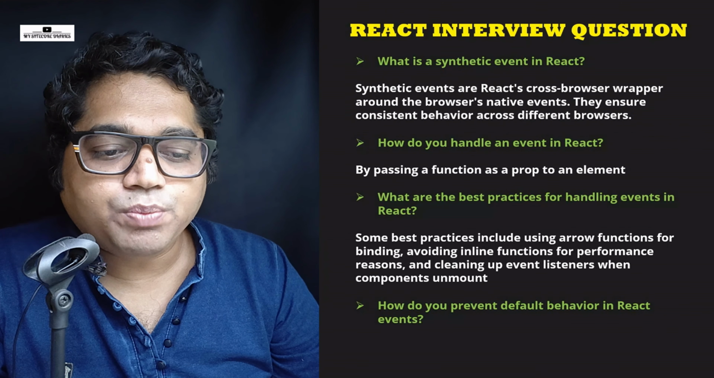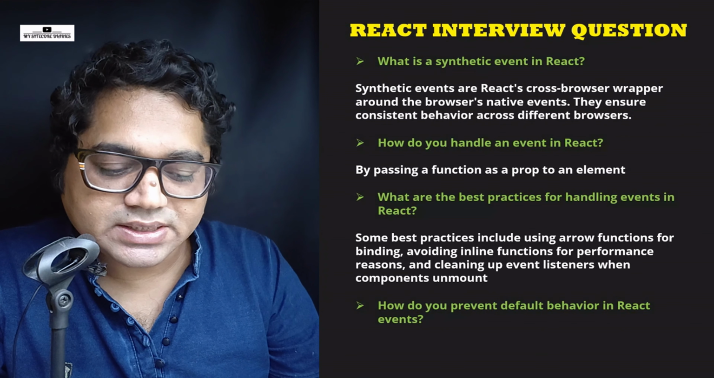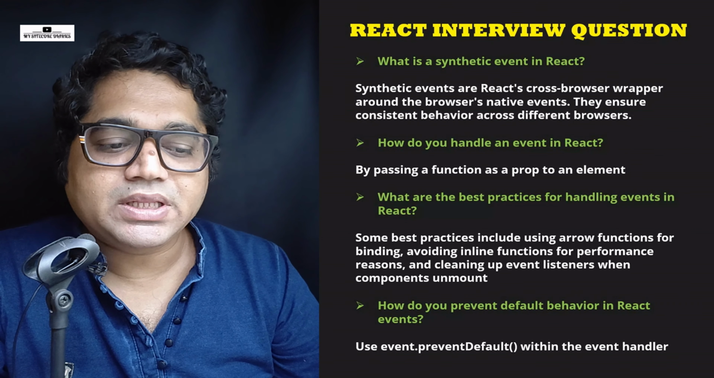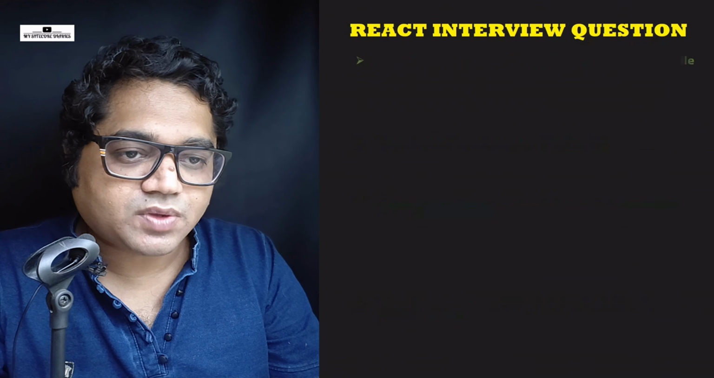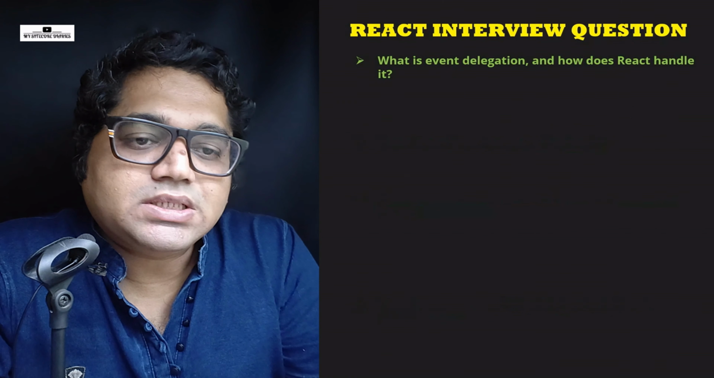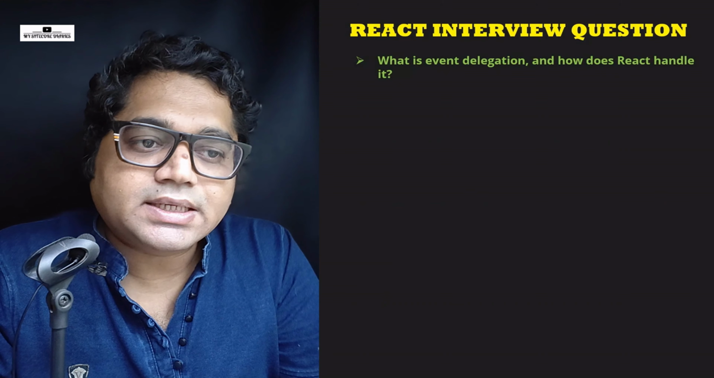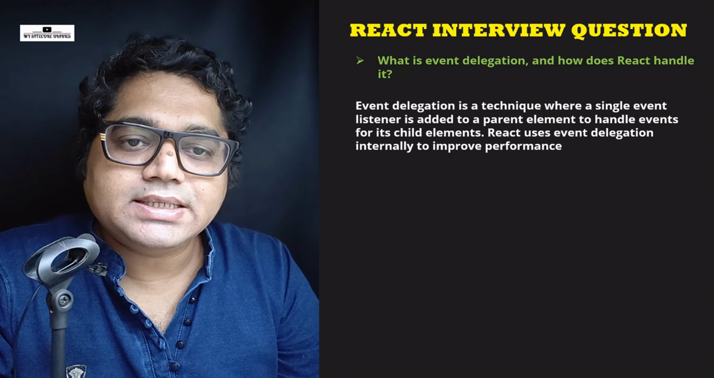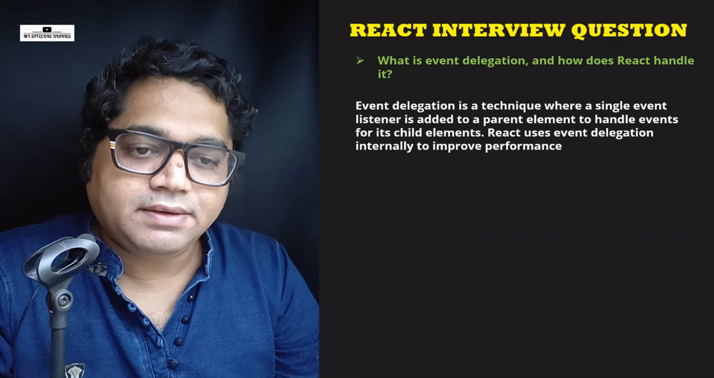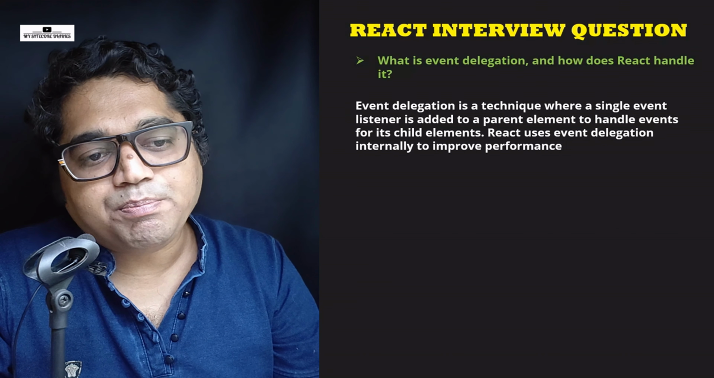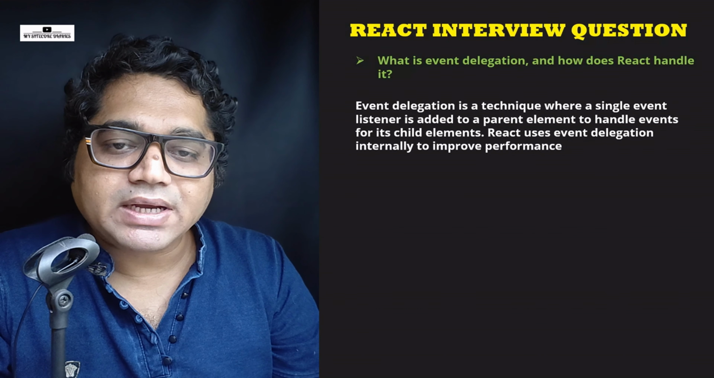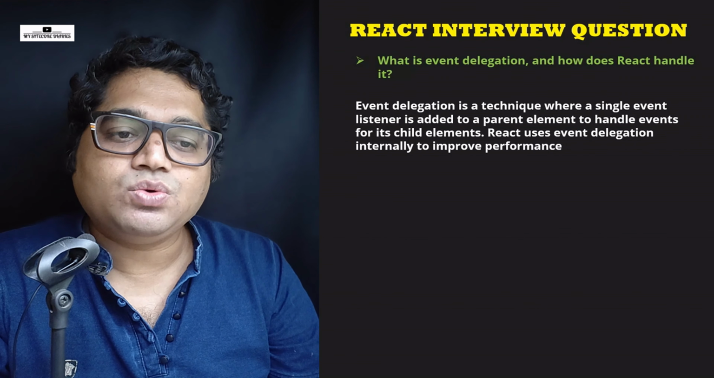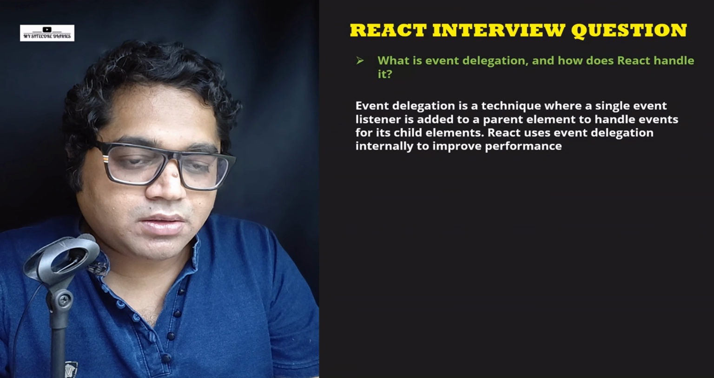Next question is, how do you prevent default behavior in React events? We have seen that in an example also. We use event.preventDefault within the event handler. The next question is, what is event delegation and how does React handle it? Event delegation is a technique where a single event listener is added to a parent element to handle events for its child elements. React uses event delegation internally to improve performance.